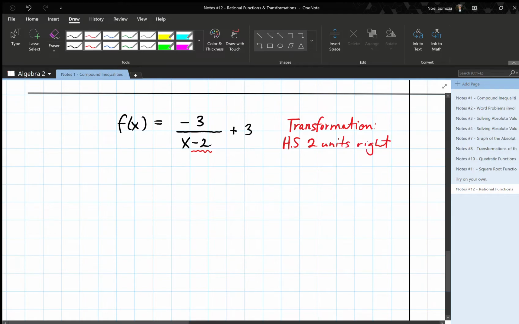Then I want to look at my a value. In this case, my a value is 3. Since 3 is larger than 1, I'm going to have a vertical stretch by a factor of 3.